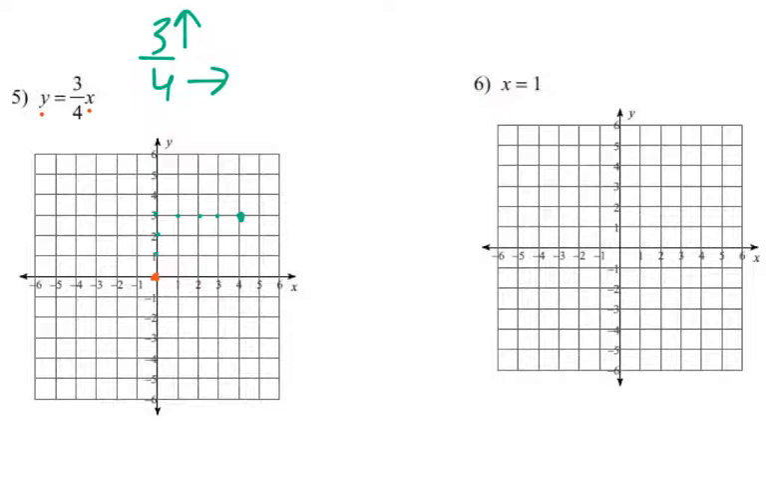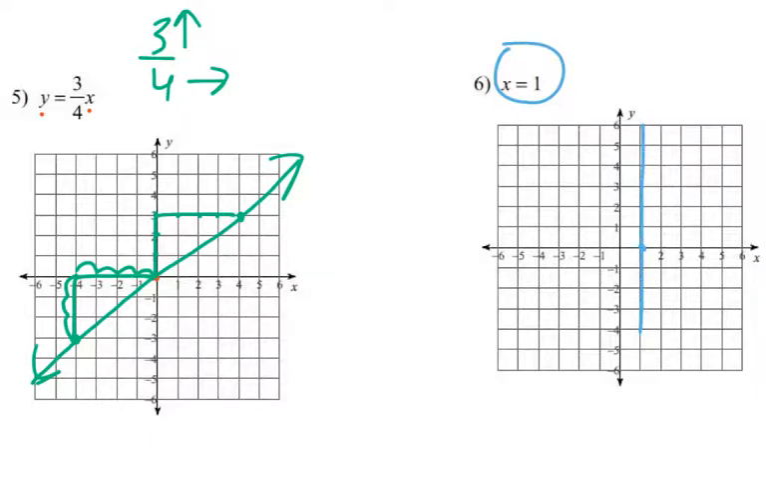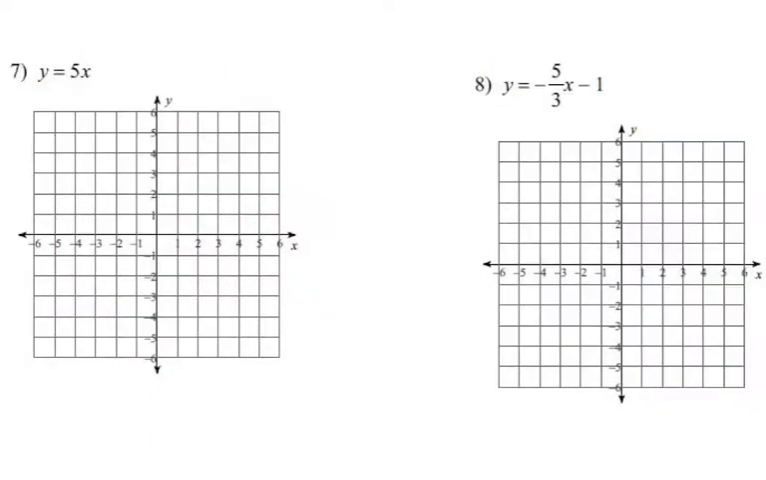Now it looks like I'm going to run out of space. But because I know that pattern, I can apply that pattern the opposite way. 4 and 3. Because that's up 3 over 4. Same pattern. We can just use that pattern backwards and draw our line. Now we look at 6. Another just x equals. So I go to 1, draw my vertical line. And we call it good. Those ones are nice and easy, aren't they?